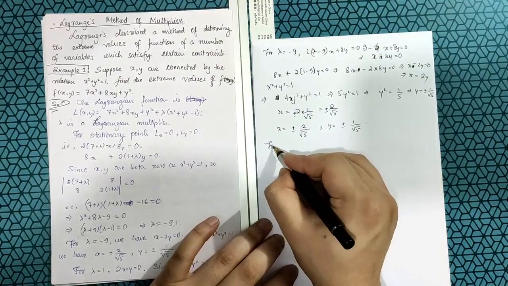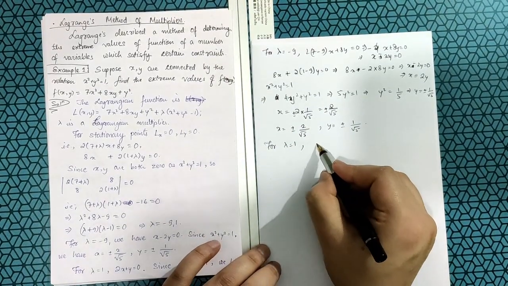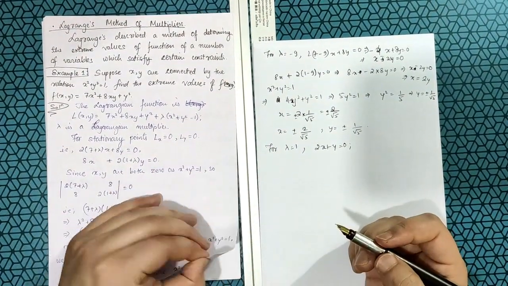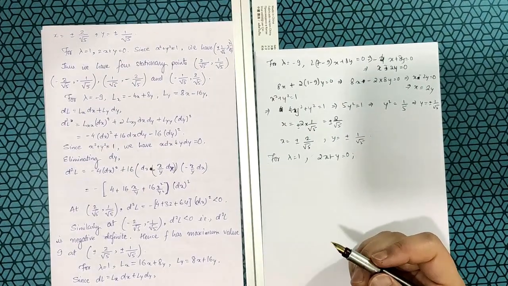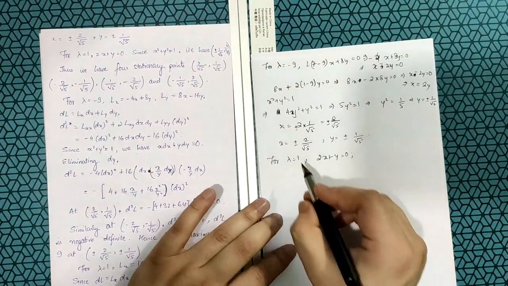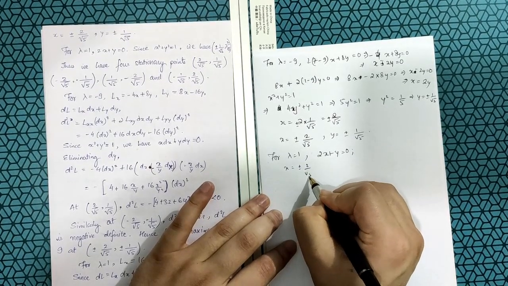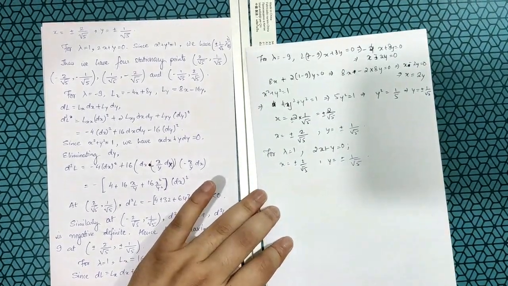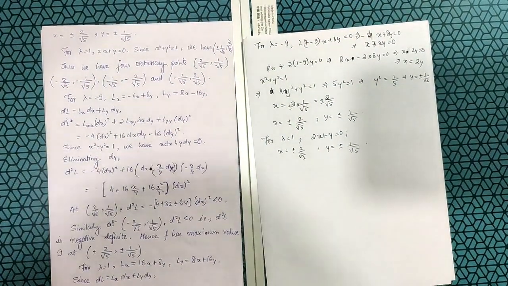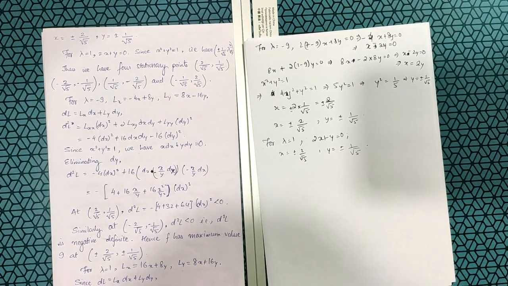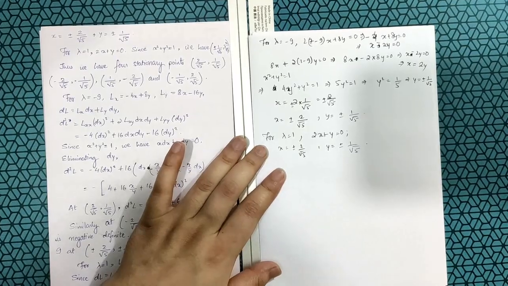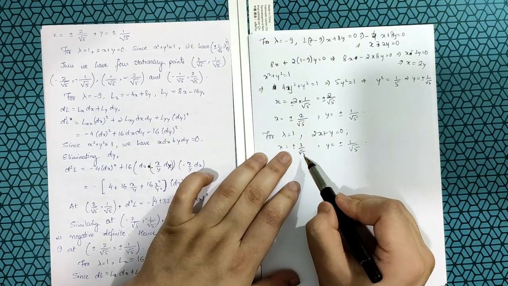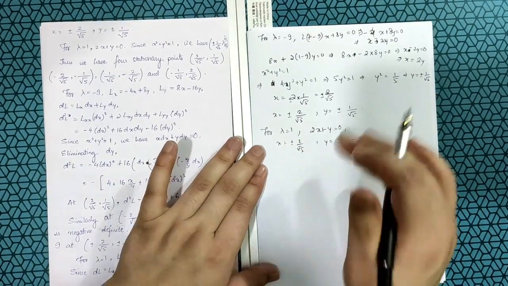Similarly, for lambda is equals to 1, if we equate, we'll get 2x plus y is equals to 0. And in similar manner, if we do the same thing, we'll get x is equals to plus minus 2 by root over 5, and y is equals to plus minus 1 by root over 5. It's the same thing. So now let us understand. So what we have is, we have 4 points in both the cases.